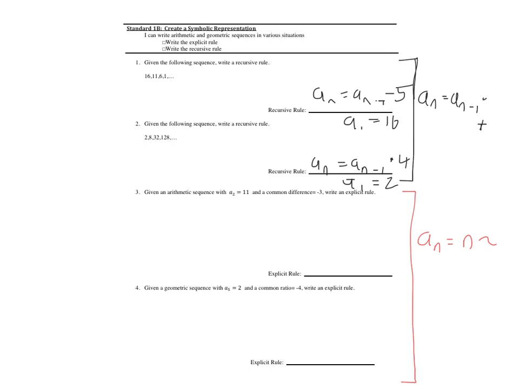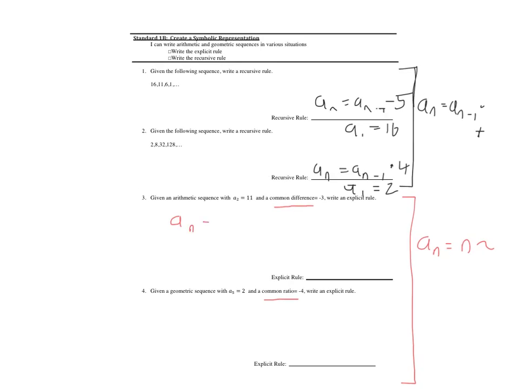Now, the most important skill from this section is writing explicit rules, because you'll see explicit rules in almost every single problem that we're going to do. So, explicit rule. Well, if it's a common difference versus a common ratio, the only difference is a sub n equals the starting value, so a sub m, plus the common difference, and that's the number of steps, n minus m.